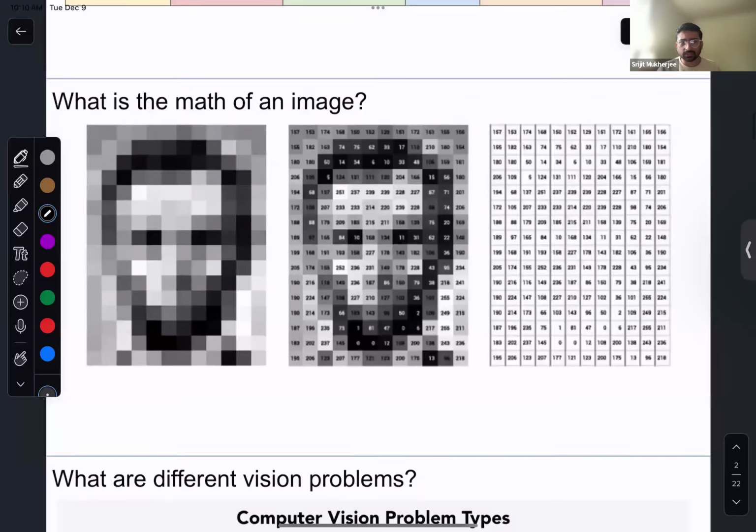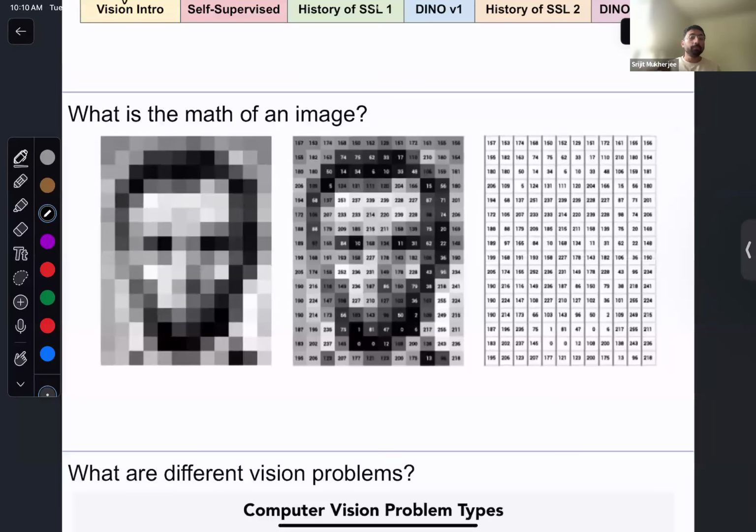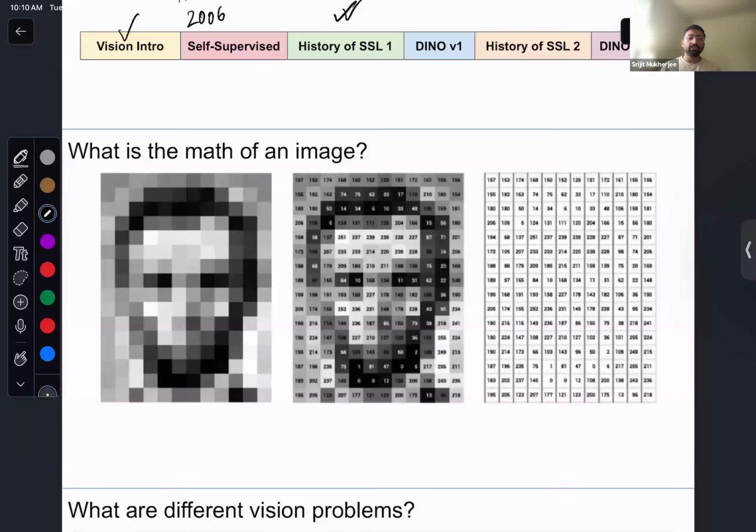First of all, the basic simple question. Since you're working with computer vision, what is the basic simple mathematics of an image? An image is represented as a matrix. A 2D matrix, let's say a grayscale image, where each pixel is a number between 0 to 255.